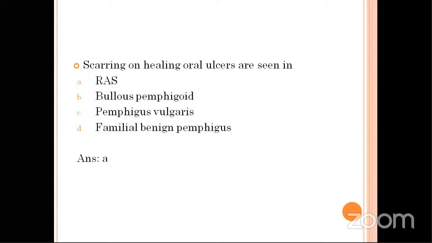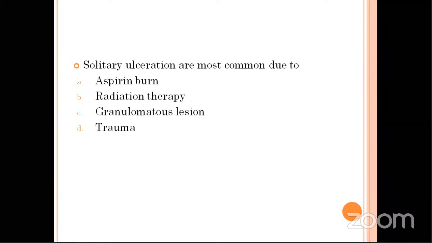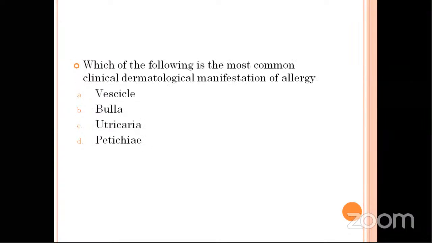Bullous pemphigoid and pemphigus vulgaris are autoimmune reactions directed against the desmosomes and hemidesmosomes. Solitary ulceration is most commonly seen due to trauma. Which of the following is the most common clinical dermatological manifestation of allergy?